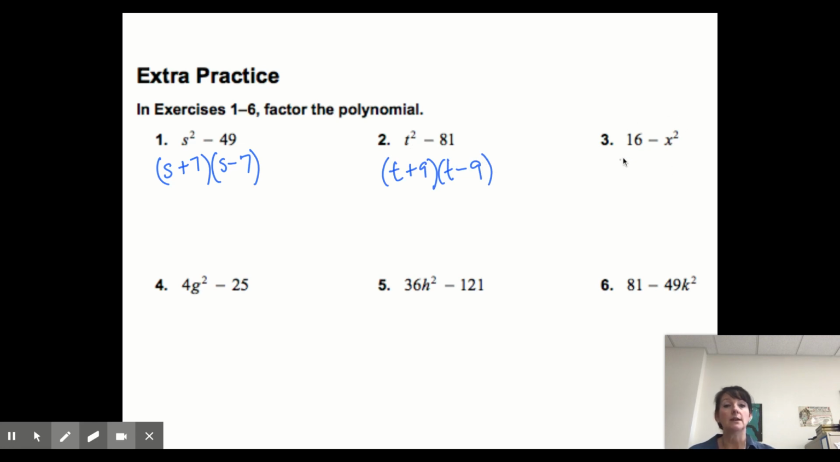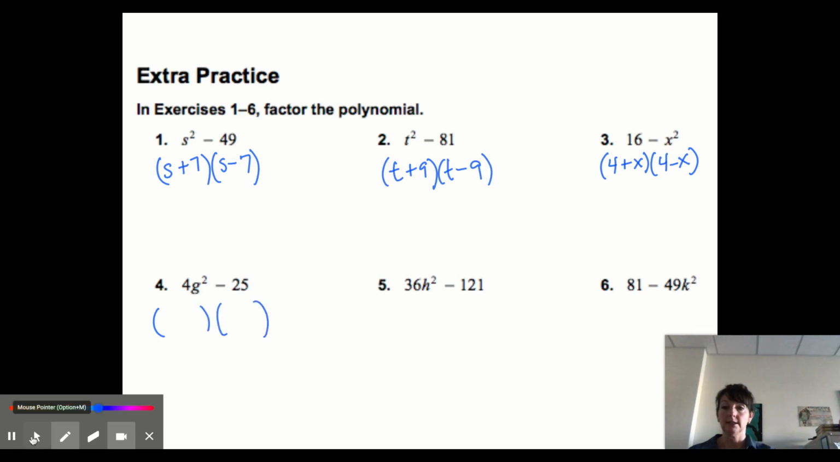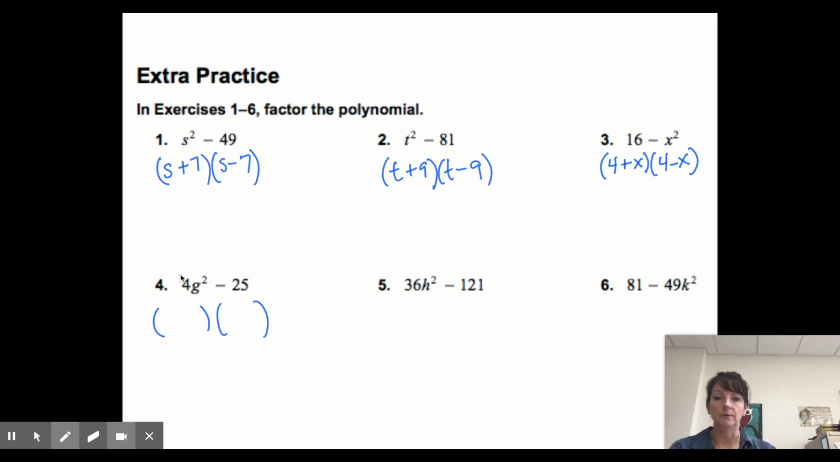So we're factoring these. Now this you can keep in this order. So we could do 4 plus x and 4 minus x. That's fine, we don't have to rearrange the terms. And here, so we have, inside these parentheses, we're going to take the square root of 4g squared, which would be 2g. So I want to start with 2g. And the square root of 25 is 5. So I'll have a plus 5 and a minus 5.